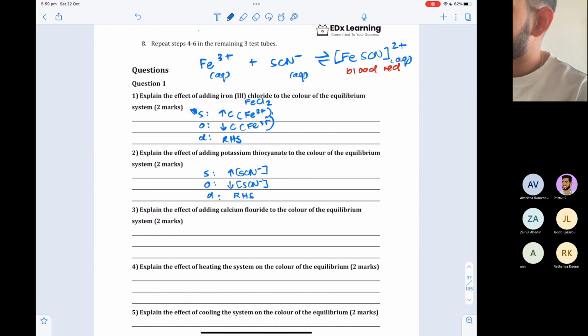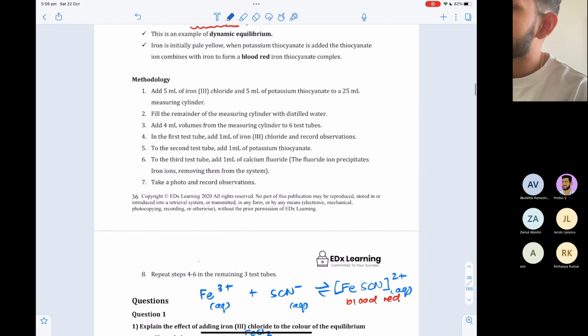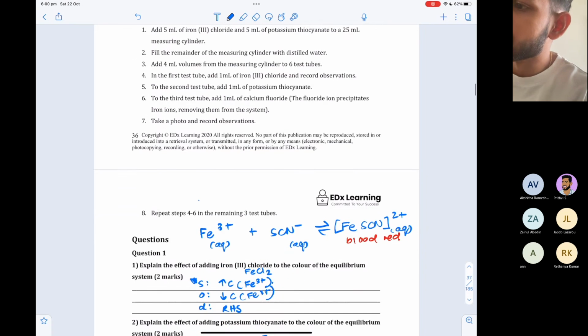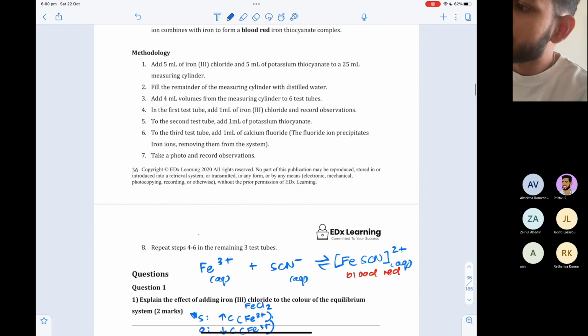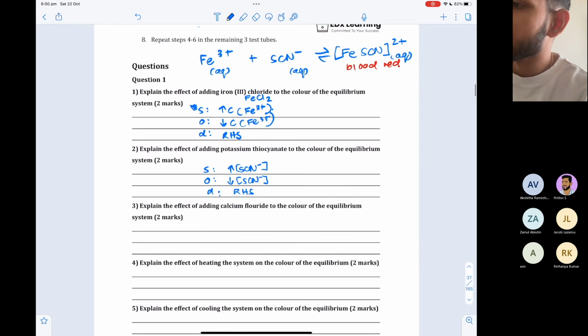Okay. The effect of adding calcium fluoride. Now, what's going to happen here is when we add calcium fluoride, you can see in the method it says, fluoride precipitates with iron ions. What would happen when we add calcium fluoride as a result? Would it decrease the concentration then? Good. I'll give it a go for these 3 questions.